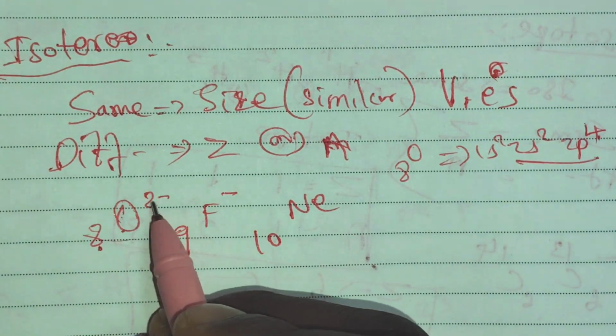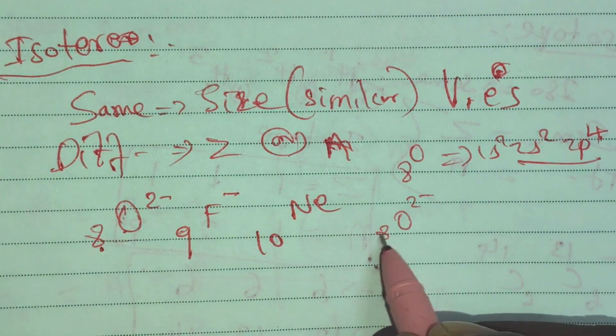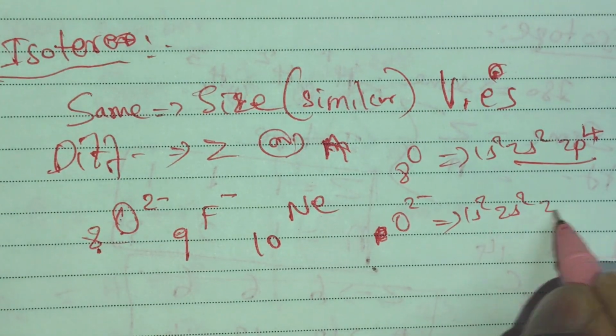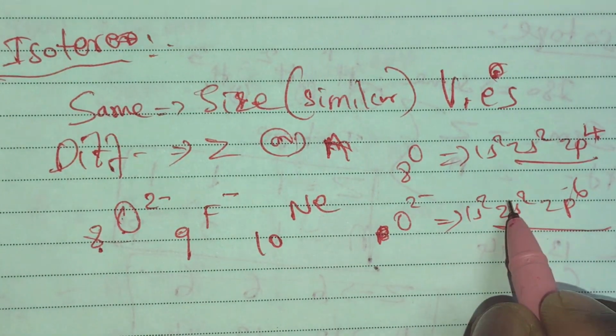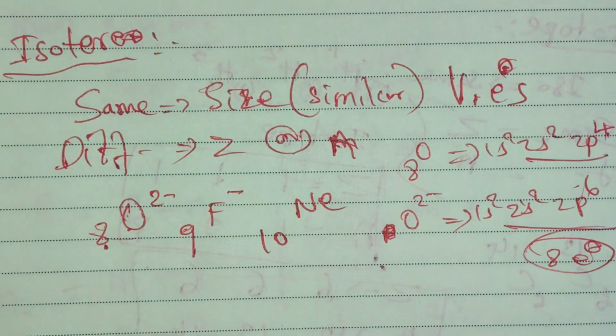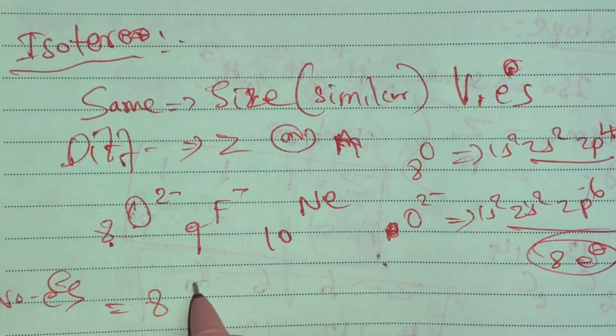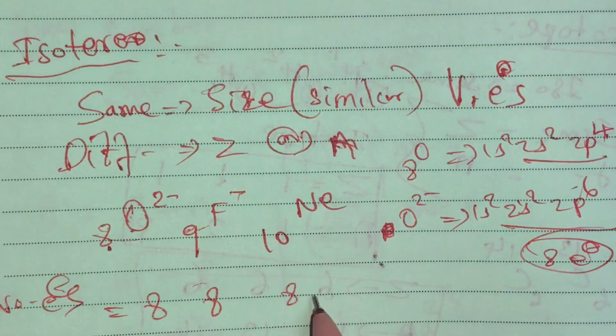Here the oxygen has a 2 minus charge, so O²⁻ is 1s2, 2s2, 2p6. So there are 6 plus 2, that is 8 electrons in the valence shell. The total number of electrons is equal to 10, and here also the valence shell has 8 electrons.